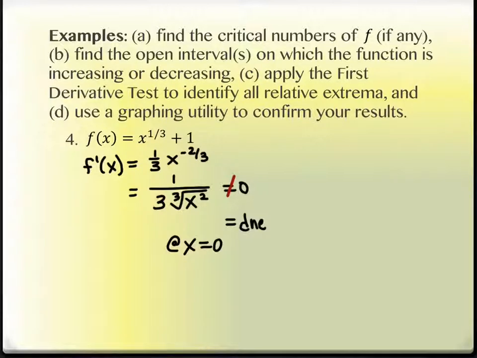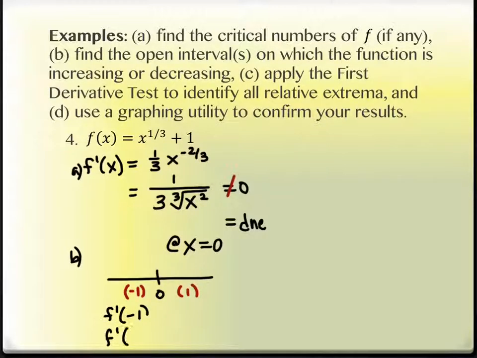So that is part A, my critical numbers. Part B is my number line. Here's 0, and we'll test numbers before and after. I'm a fan of -1 and +1, so we're going to go with those. And we're going to find where the derivative is equal. I'm sorry, not where the derivative is equal. Where the derivative, what the derivative is at -1 and what the derivative is at +1.